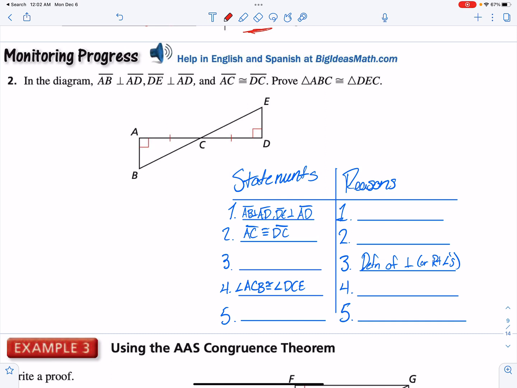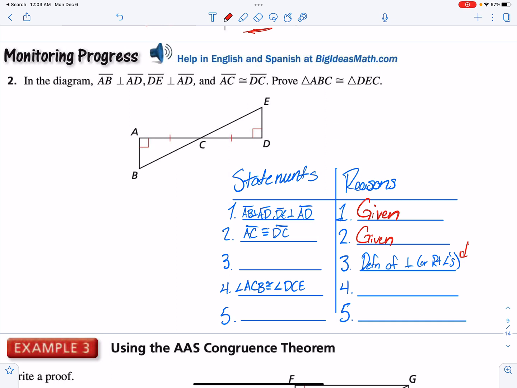All right, with perpendicular lines, arguably we could have an extra line kind of in the middle. And so I am going to guide you on those sometimes. You'll notice that I will take a couple different answers there. But what we have at our first statement line is a given. We have that AB is perpendicular to AD, and DE is also perpendicular to AD. Our next line says AC is congruent to DC. That is also, if you'll look up there, a given statement.